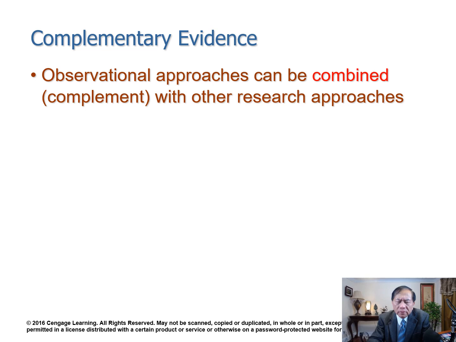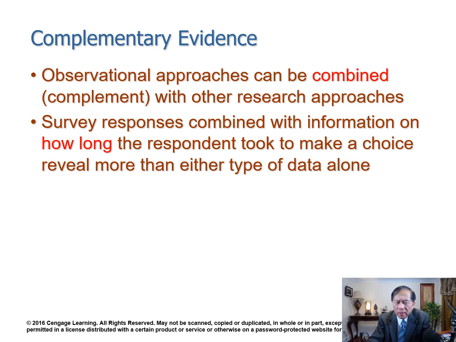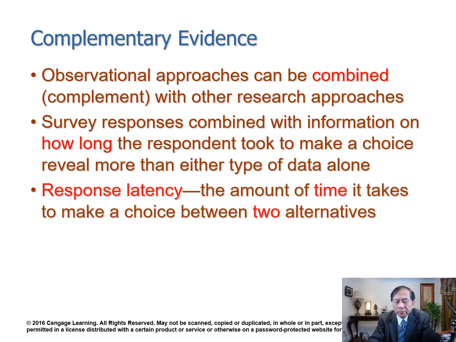Complementary evidence. Observational approaches can be combined with or complement other research approaches. You can use observation together with others. Right? A survey response combined with information on how long the respondent took to make a choice reveals more than either type of data. You do a survey and then do observation, and you combine them. You can get a lot of information from that.